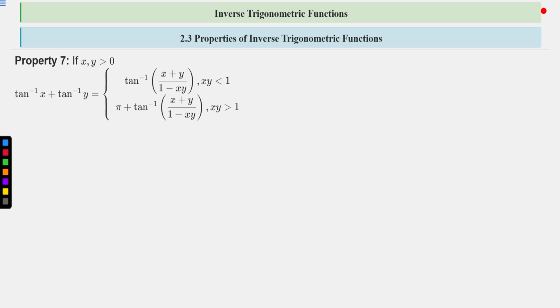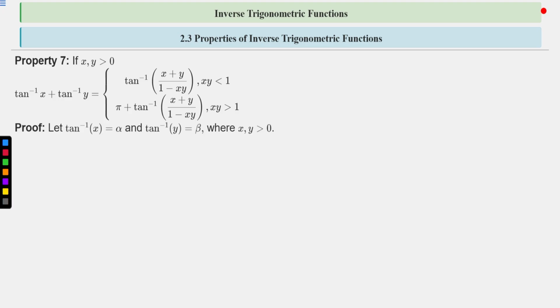Property 7. Property 7 says if x and y are greater than 0, then tan inverse x plus tan inverse y will be equal to tan inverse of (x plus y) upon (1 minus xy) when xy is less than 1, and it will be equal to pi plus tan inverse of (x plus y) upon (1 minus xy) when xy is greater than 1, right? Isn't it?